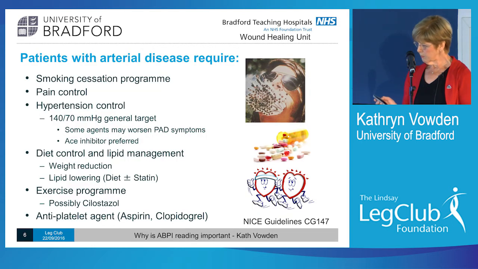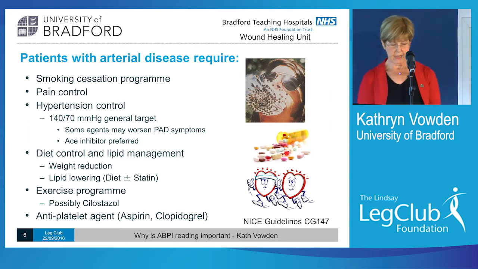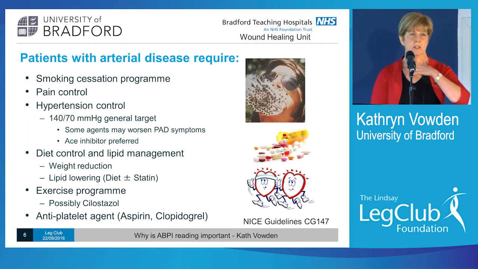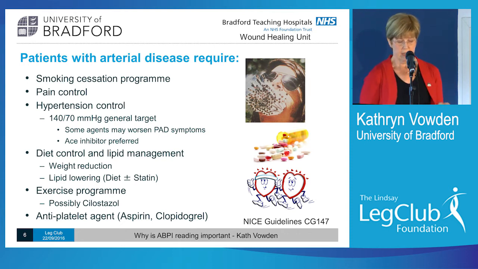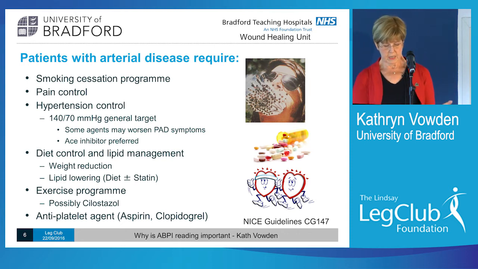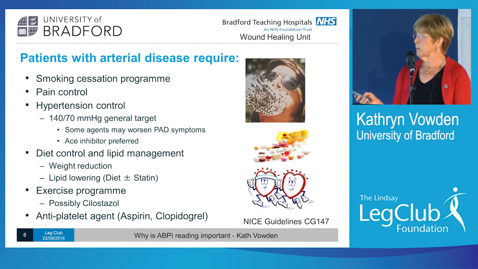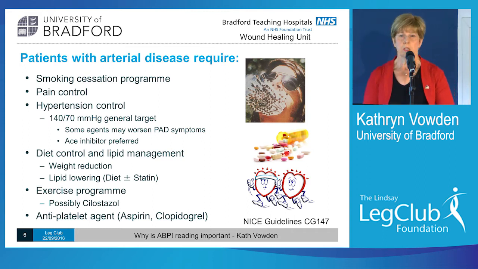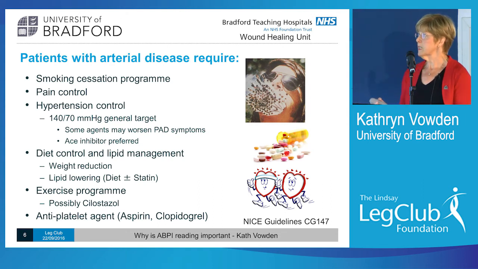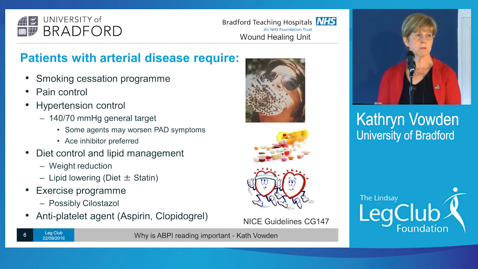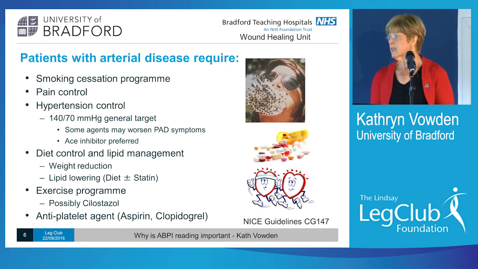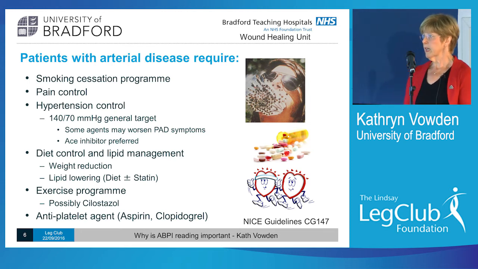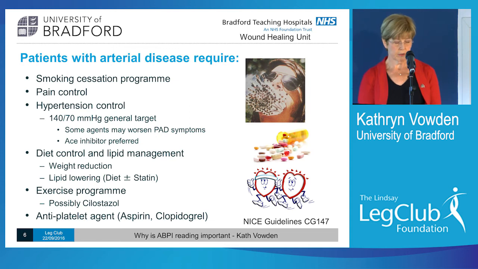And of course, if patients have got arterial disease, then there's a whole lot of things that should happen as second nature. There's a smoking cessation program. They should go on the cardiovascular risk program with smoking cessation, pain control, hypertension control, which is better with ACE inhibitors and not beta blockers. Diet control, weight reduction, lipid management, perhaps statins, exercise program, and of course antiplatelet agents, aspirin or clopidogrel.